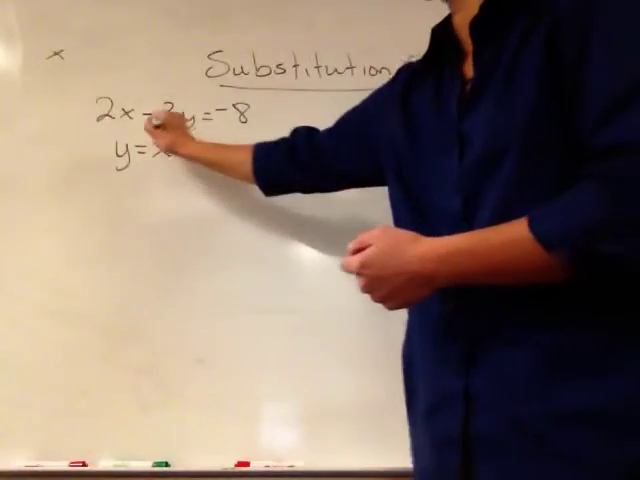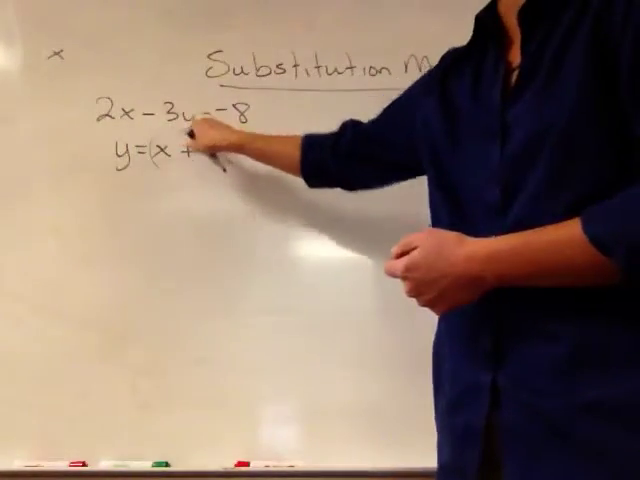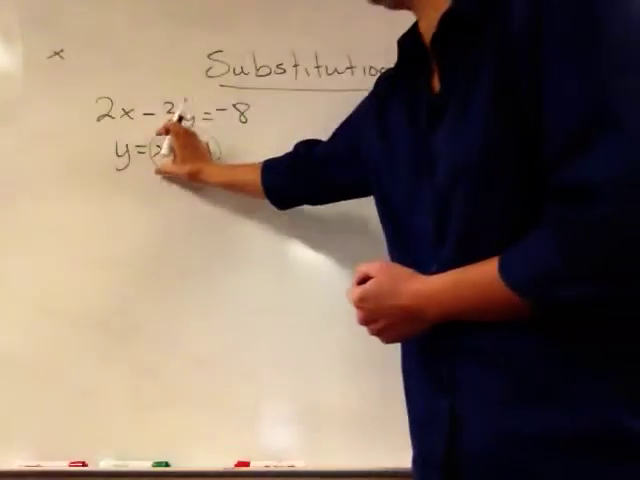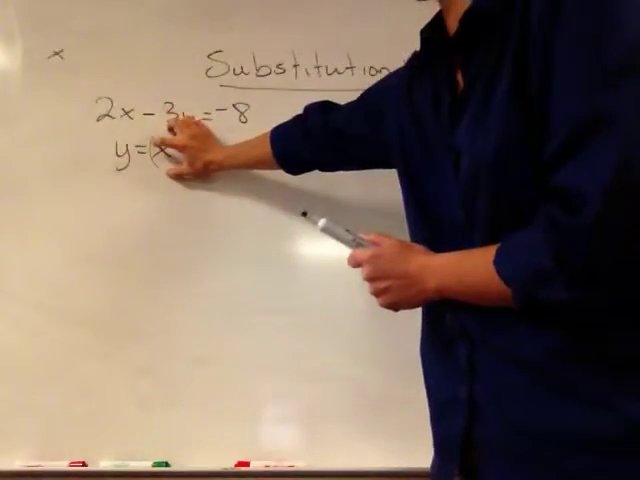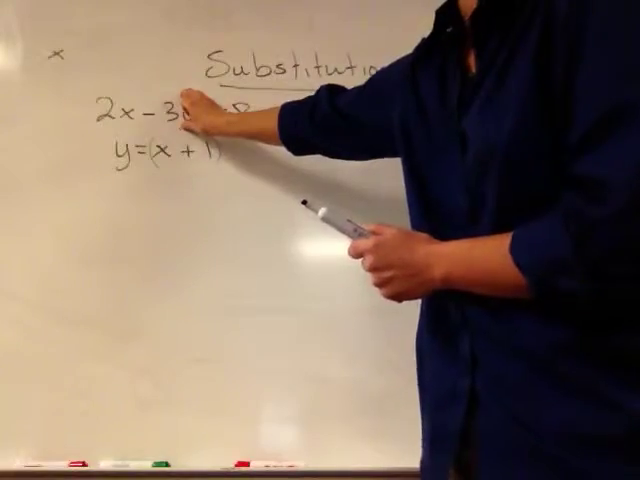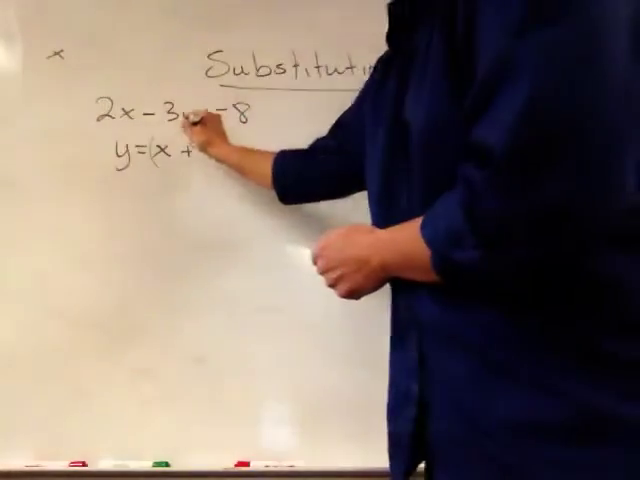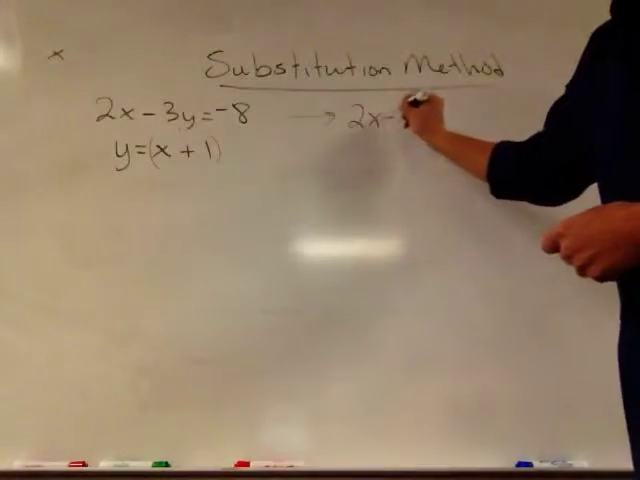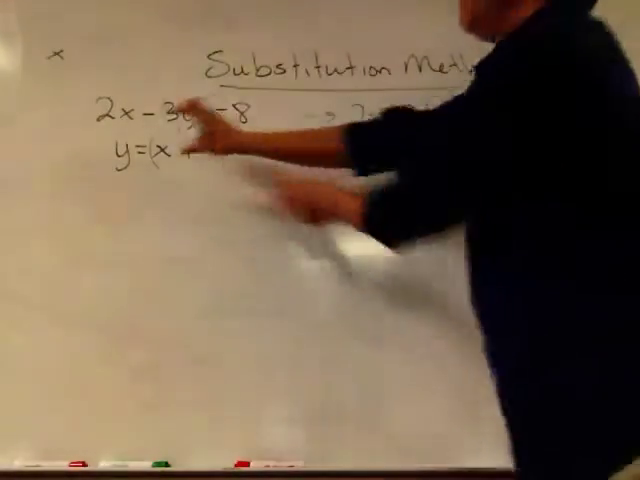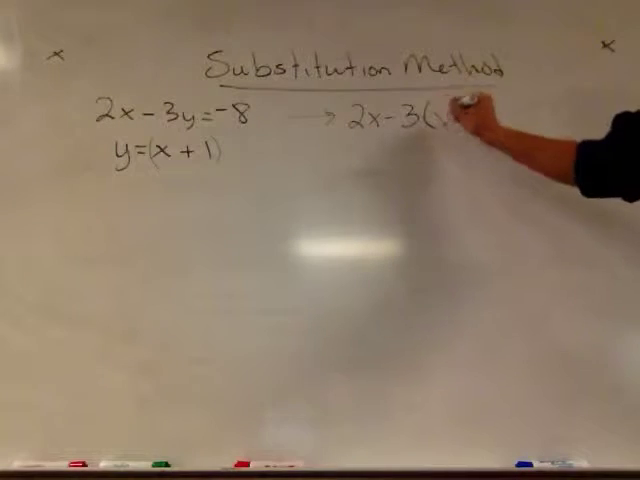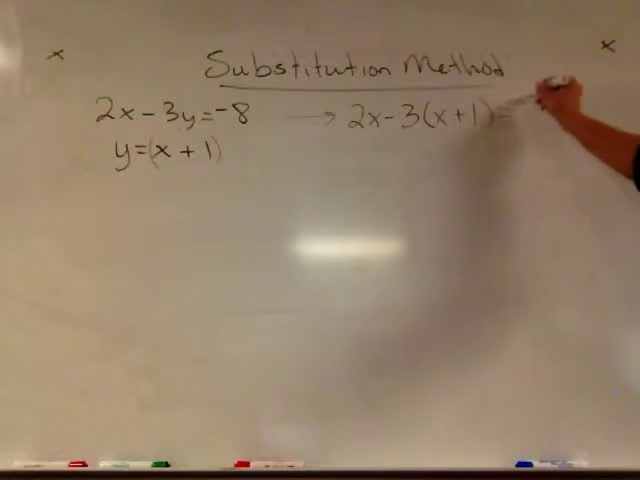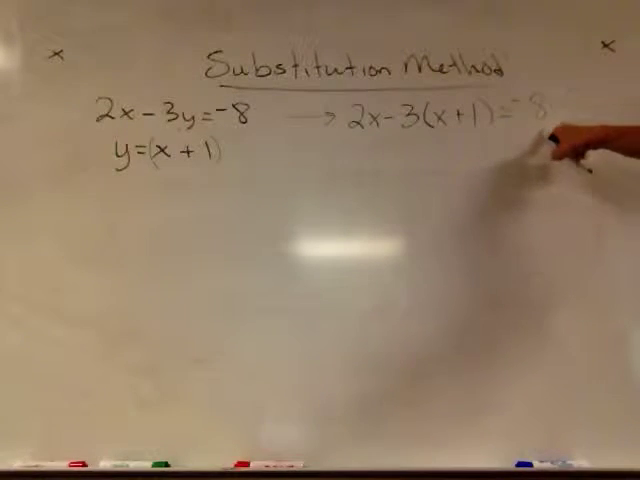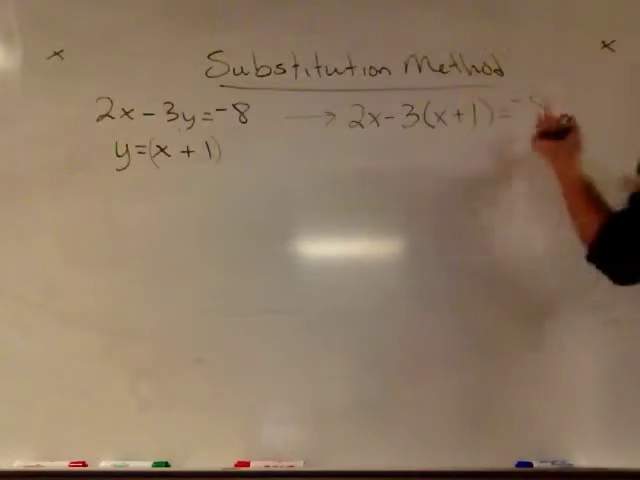So if y equals this chunk, and I have a y here, then that means I should be able to replace that. So I'm just going to take this, just like on a computer, I'm going to copy and paste it right over the y. So this is going to go right into there. So this gets rewritten as 2x minus 3 times, again, I'm going to copy and paste it in there. That's my old y value, right? And then I just write equals -8.